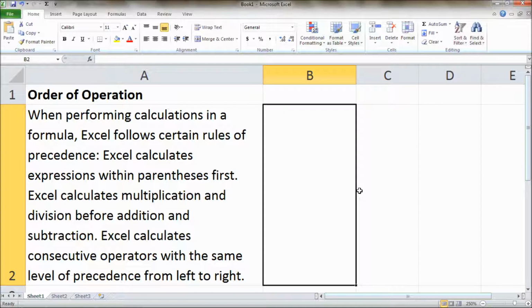This section will discuss the order of operations in Microsoft Excel. When performing calculations in a formula, Excel follows certain rules of precedence. It calculates expressions first within parentheses, then it calculates multiplication and division before addition and subtraction. More so, Excel calculates consecutive operators with the same level of precedence from left to right.